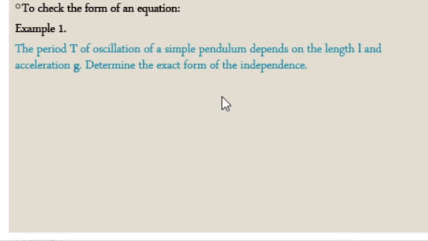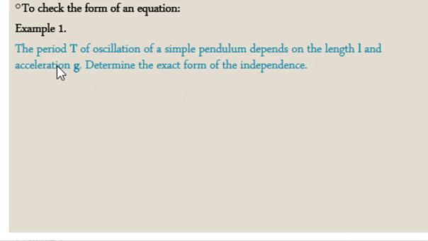Alright, so the question is: the period T of oscillation of a simple pendulum depends on the length L and acceleration g. Determine the exact form of the dependence. This is asking us to write the form of the equation. The first thing we need to do is to transform the statement into an equation. At times the equation can be given to us, and if not given, we have to write it. In this particular problem it is not given, so we are meant to write the equation.